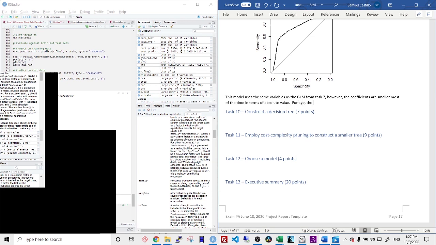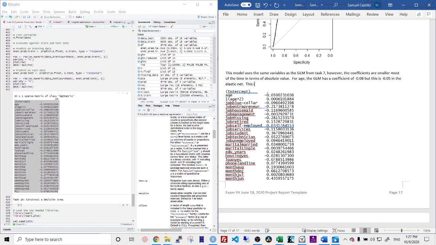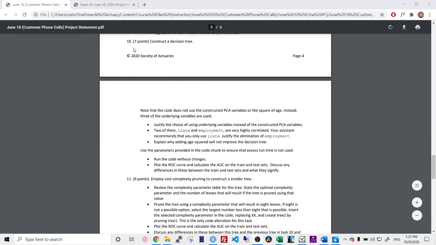For age, the GLM has negative 0.08, but this is negative 0.05. This is because the algorithm shrinks the coefficient. The signs are always the same. For instance, age is negative. Housing, yes, both negative.